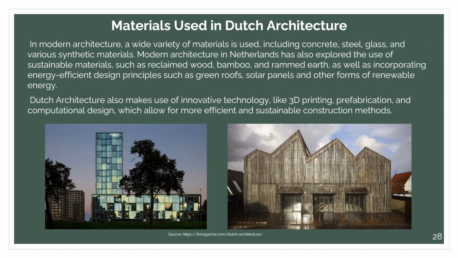In modern architecture, a wide variety of materials is used, including concrete, steel, glass, and various synthetic materials. Modern architecture in the Netherlands has also explored the use of sustainable materials such as reclaimed wood, bamboo, and rammed earth, as well as incorporating energy efficient design principles such as green roofs, solar panels, and other forms of renewable energy. Dutch architecture also makes use of innovative technology like 3D printing, prefabrication, and computational designing, which allow for more efficient and sustainable construction methods.